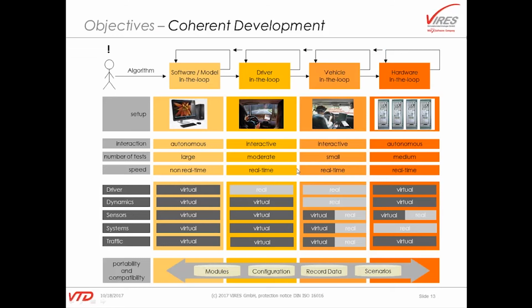Coming back to our part of the story, the environments where we are typically locating our software, or where our software is being used by our users, are the following. We have the typical desktop or HPC installation, which is used for software or model-in-the-loop simulation. This is the typical environment where you will be running everything, which means the driver, the vehicle dynamics, sensors, any systems, and the traffic modules in the virtual domain.